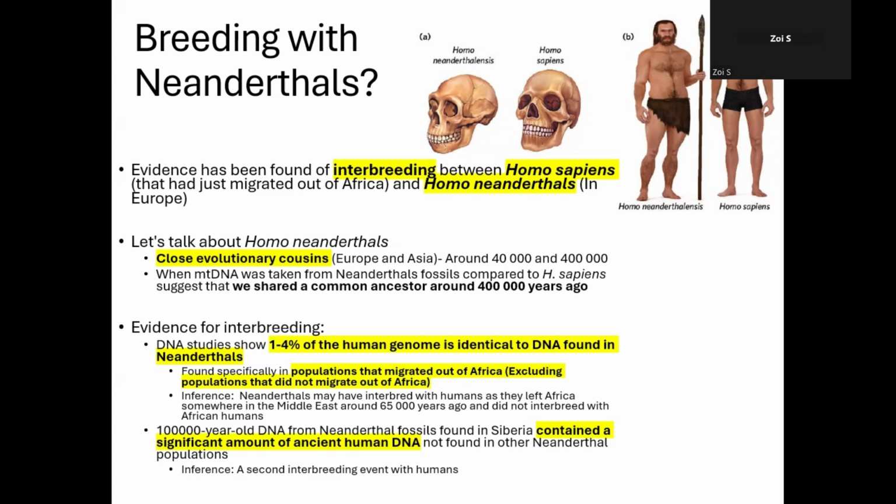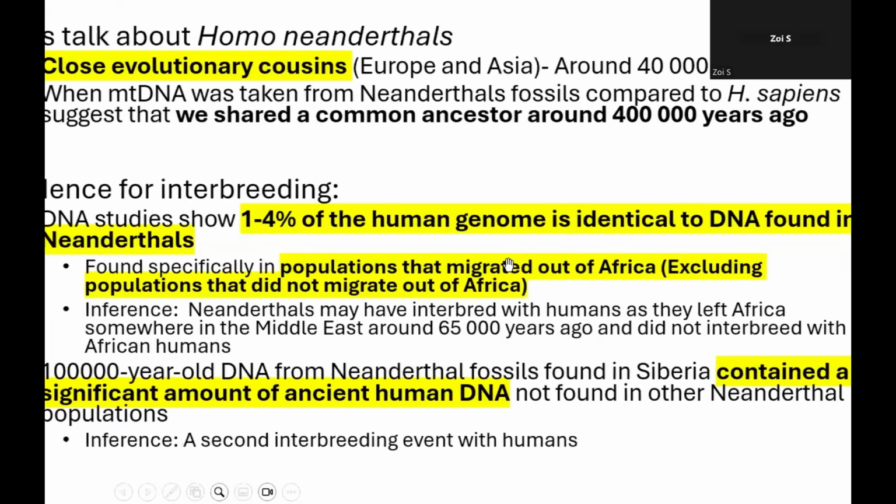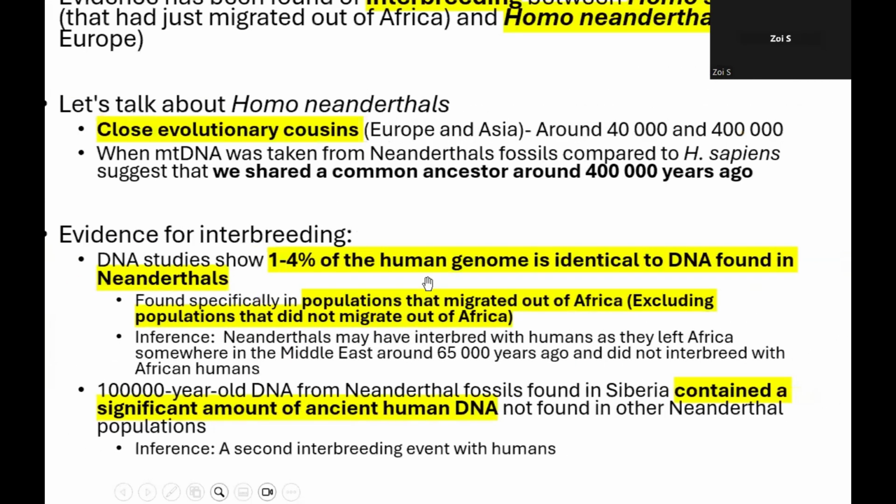But since that divergence, we actually also overlapped and interbreeding happened, where DNA studies of the two different species show that 1 to 4% of modern Homo sapiens DNA is identical to Neanderthal DNA. And this was specifically found in populations that migrated out of Africa.